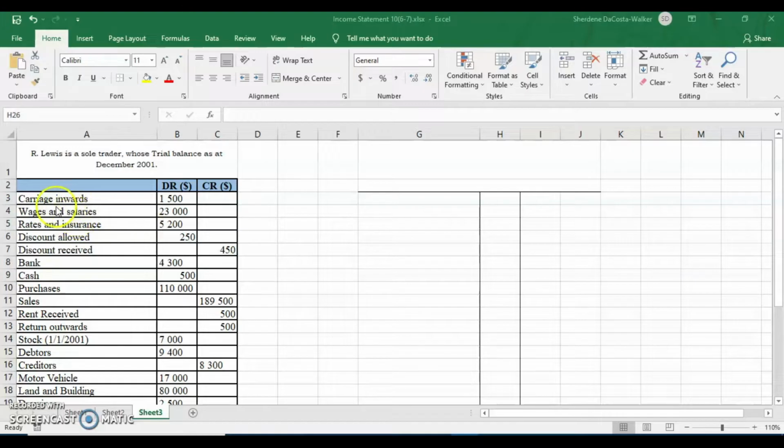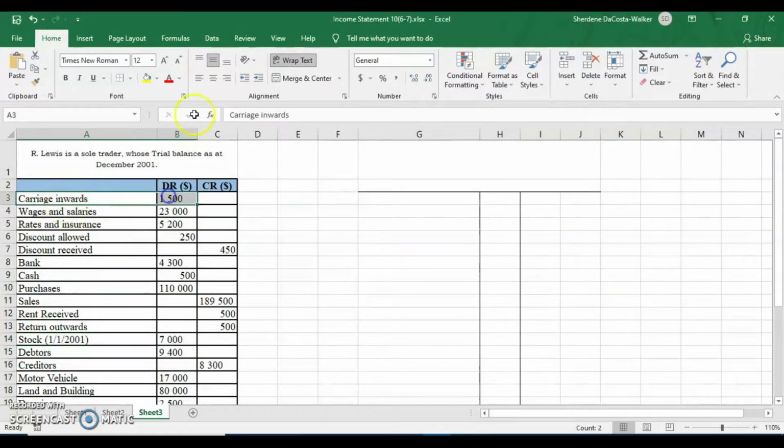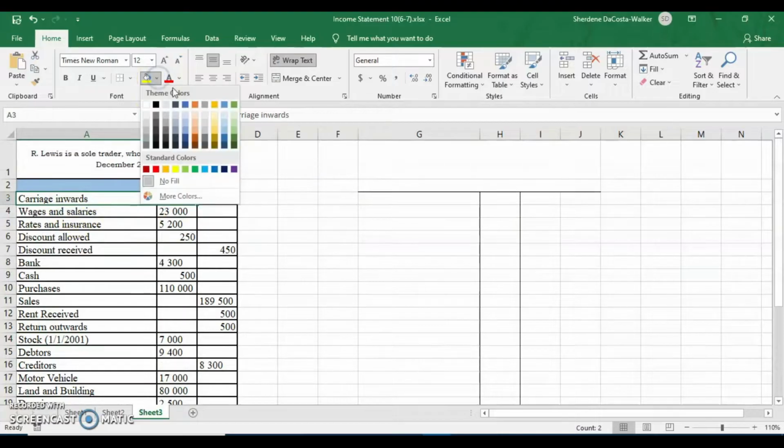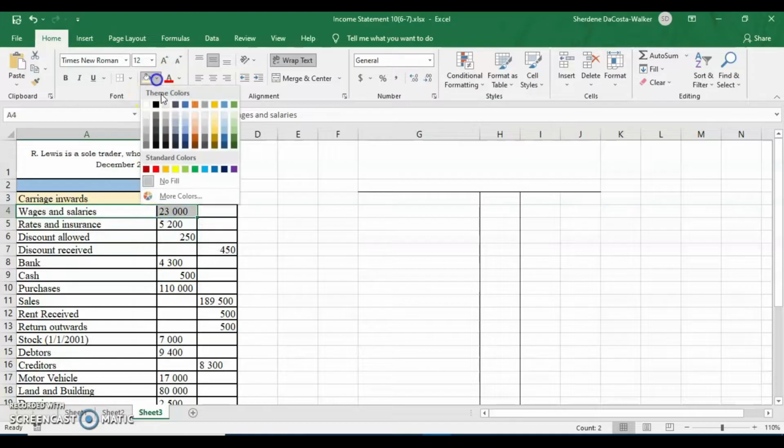The first one that we're going to have in it, so we're going to go line by line, is the carriage inwards. Carriage inwards is the cost to transport in your goods, so it will affect your trading. I'm going to just highlight that and fill it with a color. So all trading will have that color. Now, wages and salary is also a part of the income statement, but it is more of the section dealing with your profit and your loss. So we're going to highlight that as well.